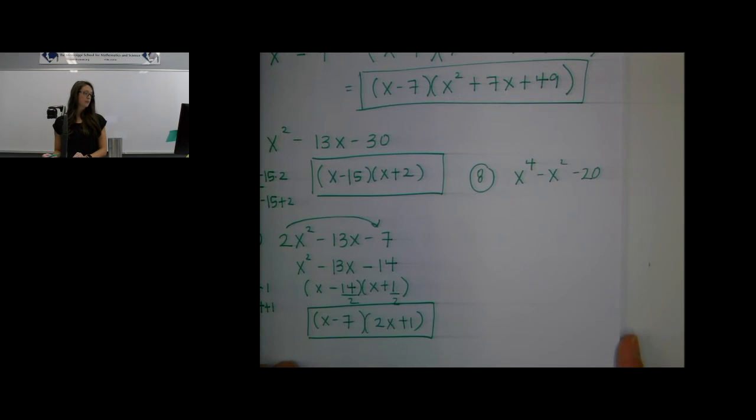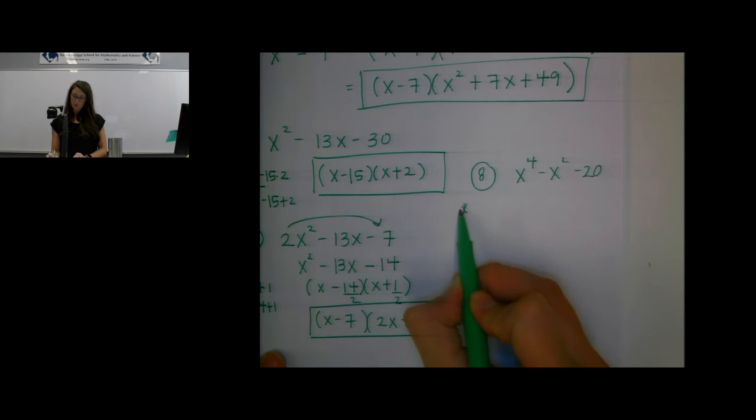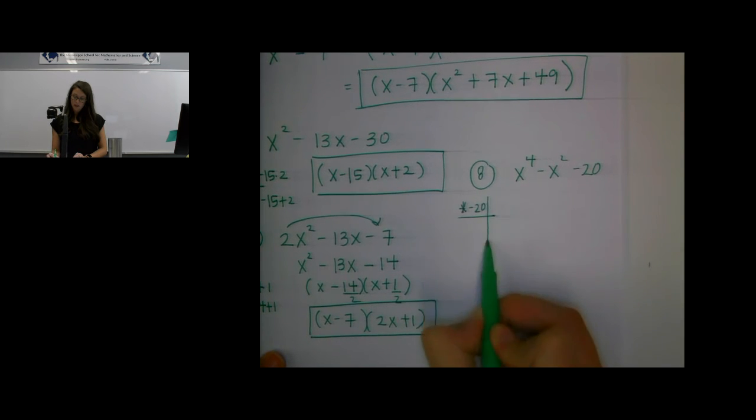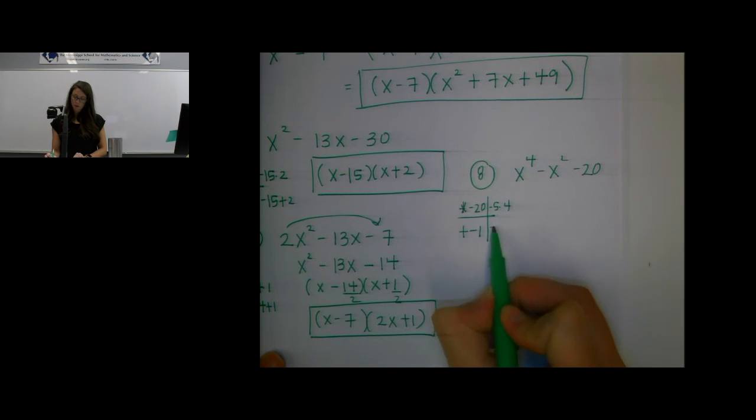Okay, what about this one? Is there a greatest common factor here? No greatest common factor. There's 3 terms here, so what multiplies together to give me negative 20 and adds together to give me negative 1? So that's negative 5 times 4.